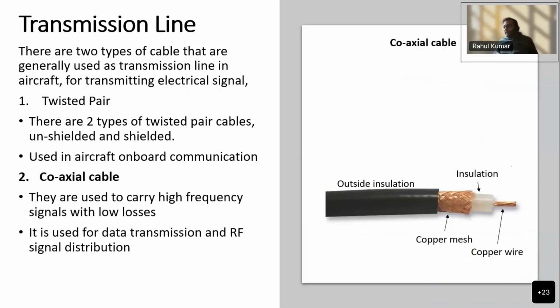Okay, the next type of transmission line is your coaxial cable. So again, you might have seen the coaxial cable. The coaxial cable has a copper mesh and a copper wire. Your copper wire will carry your data, whatever you are transmitting.